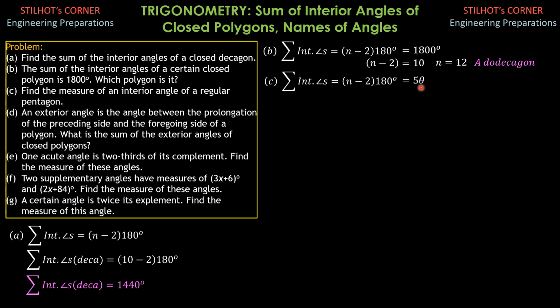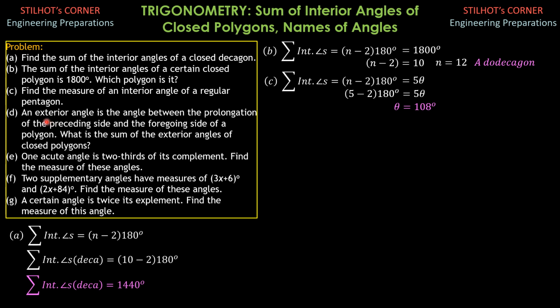So quantity n minus 2 times 180 degrees equals 5 times theta, where theta is one of the equal interior angles of a regular pentagon. So quantity 5 minus 2 times 180 degrees equals 5 theta. So 3 over 5 is 3/5 of 180 degrees, and theta is equal to 108 degrees.